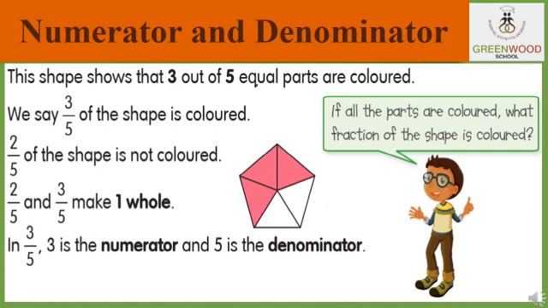So in 3 divided by 5, 3 is known as numerator and 5 is known as denominator. That means numerator means the number written above the line and denominator means the number written below the line.